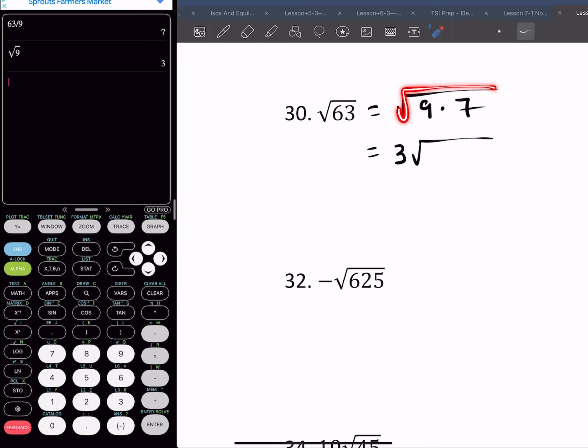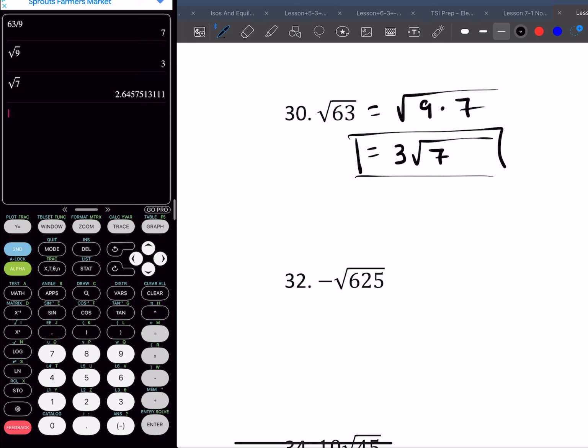Can I take the square root of 7? Well, you're going to get a decimal. 7 isn't a perfect square, so it's going to remain under the radical, that little 7 there. Okay, so your answer is 3 root 7.